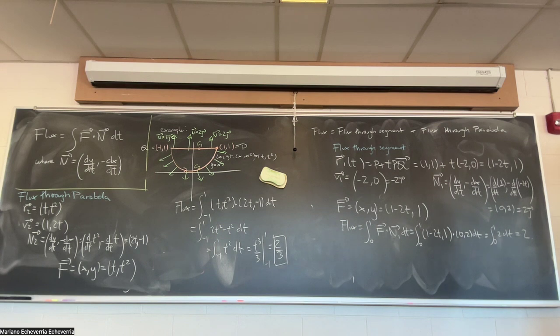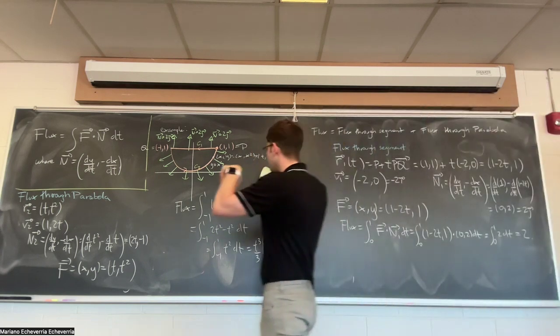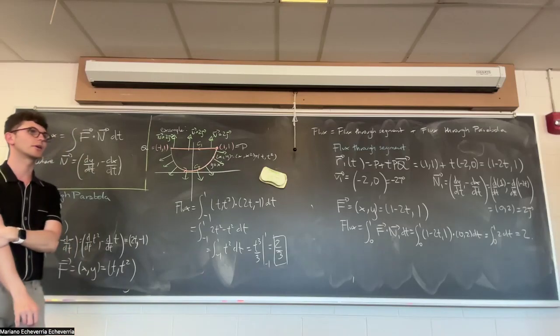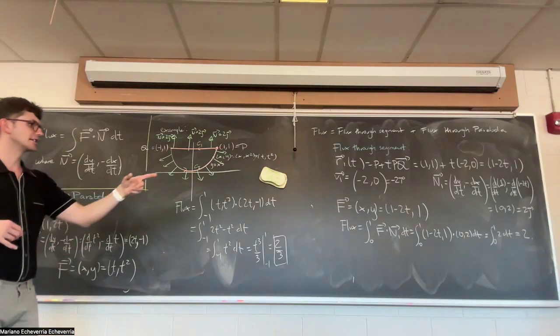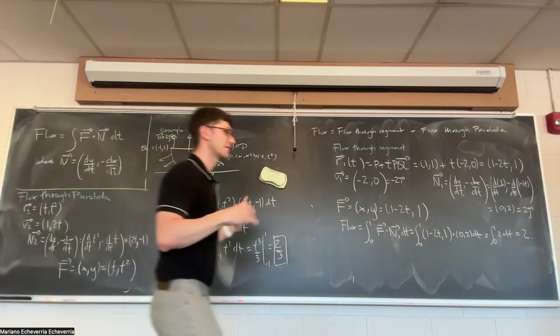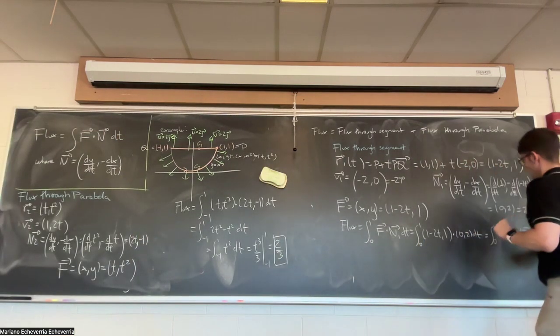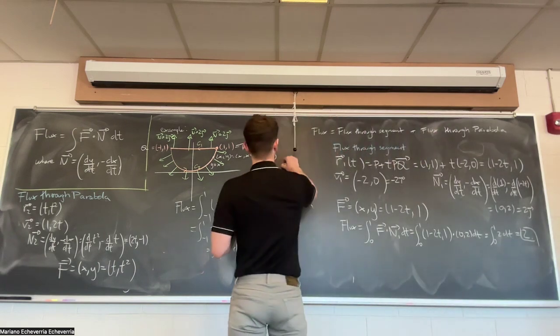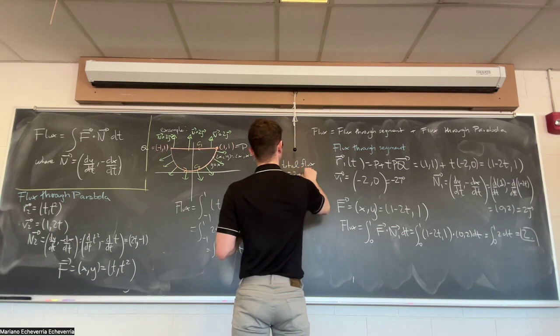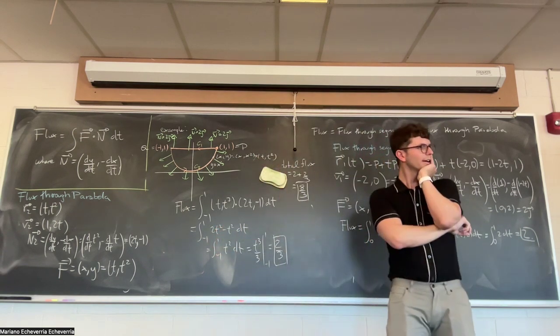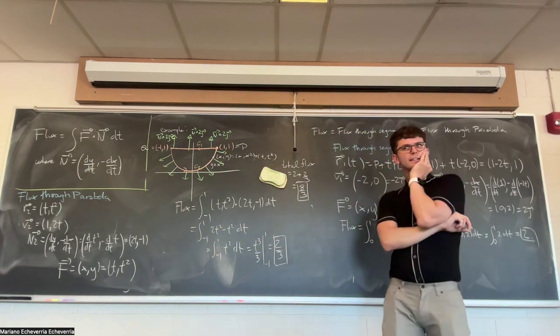So that is the amount of stuff passing through the parabola part. So how much stuff is passing in general? It's 2 plus 2/3, right? The net flux, the total flux, is 2 plus 2/3, which is what? 8/3. Okay. So far so good.